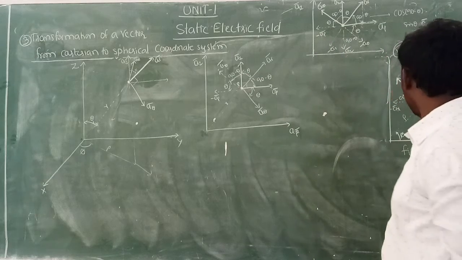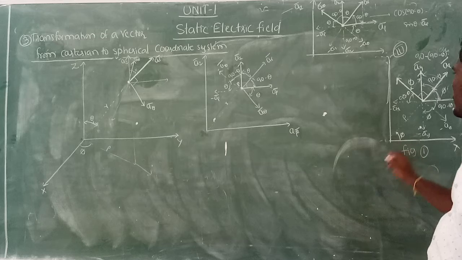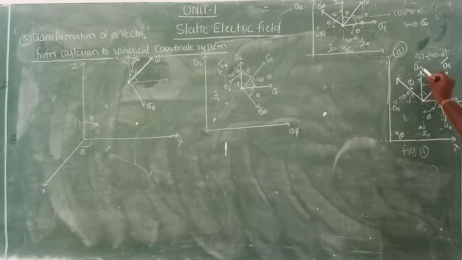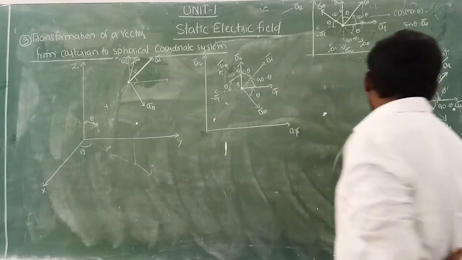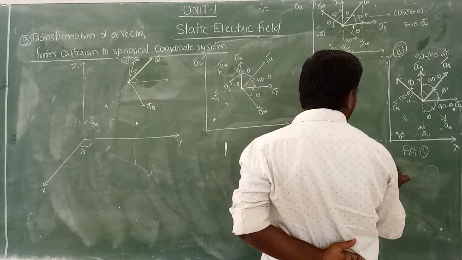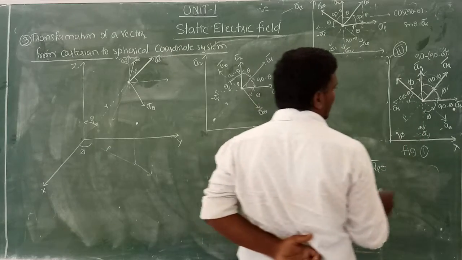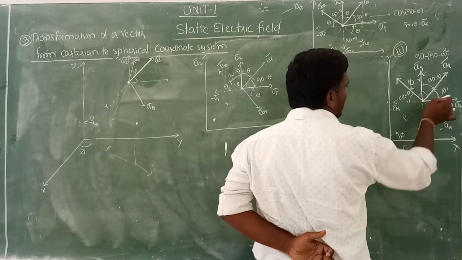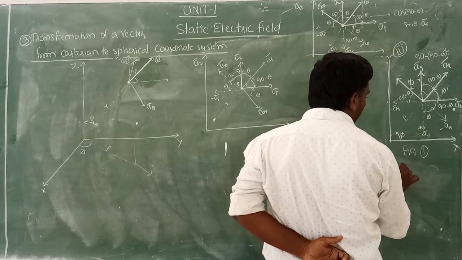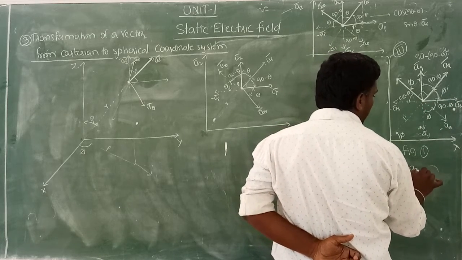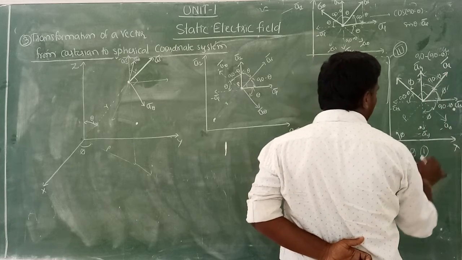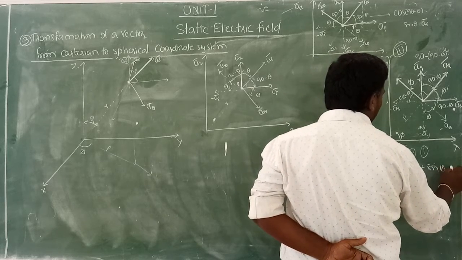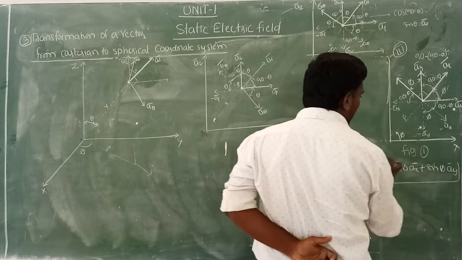So from this figure, a rho bar is the summation of a x bar and a y bar components. The component along the x-axis is cos phi into a x bar. Next, what is the component along a y bar? It is cos of 90 minus phi, that is sin phi, into a y bar. Consider it is equation 1.